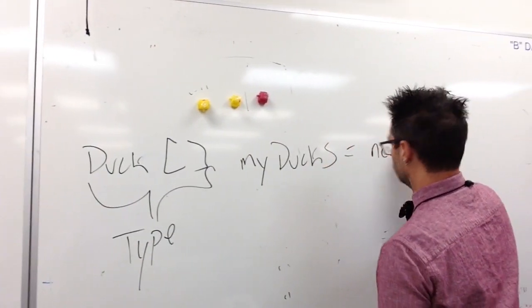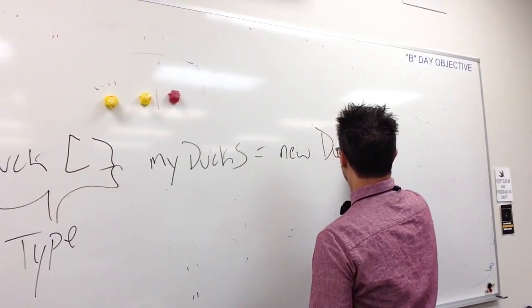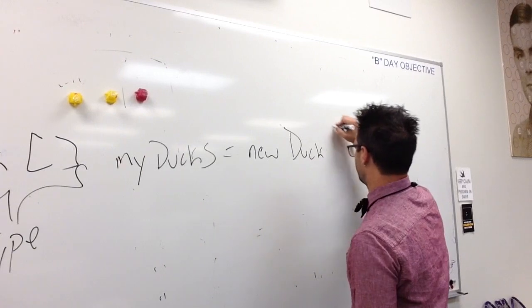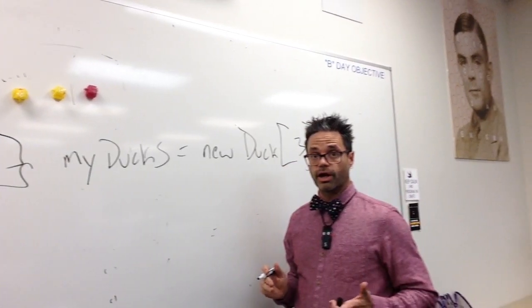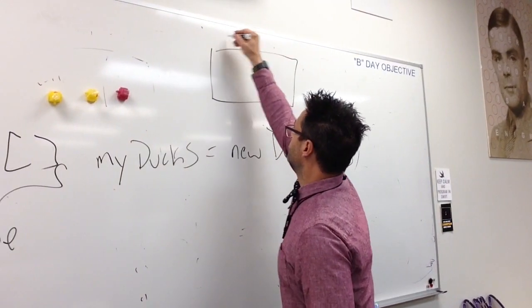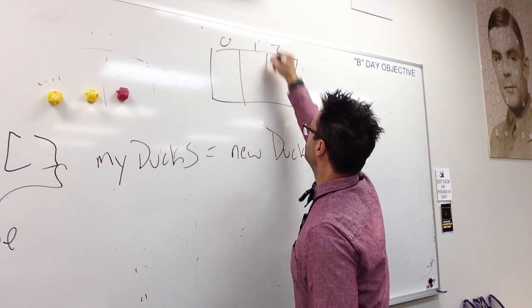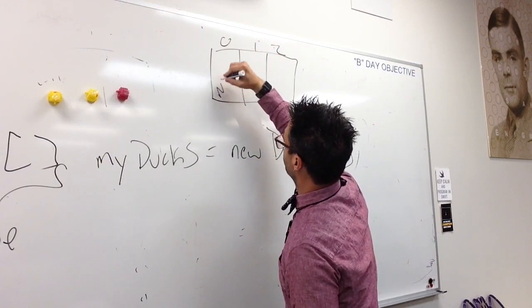Equals, and then a new, because we're instantiating a new piece of memory, and then Duck. But instead of a constructor, we're going to use the square brackets and say 3. And that builds our array of ducks, sort of. What it actually does is it gives us a box right here, 0, 1, 2, where I have the capability of holding ducks, but by default, it's all filled with null.